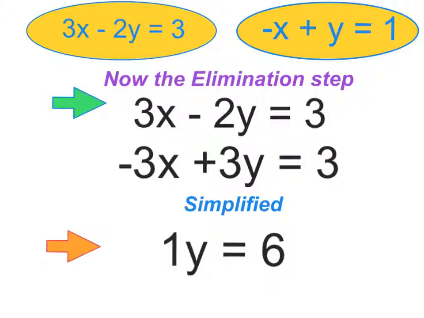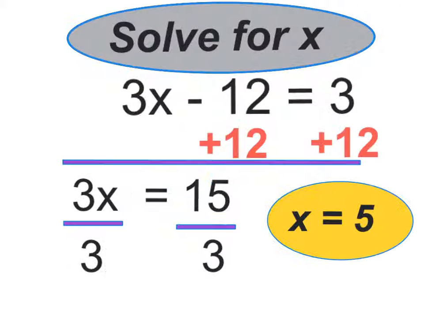So what I do now is take my first equation that I had, 3x minus 2y is equal to 3, and I have to add it to my newly formed third equation, which is -3x plus 3y equals 3. Now top to bottom, x's cancel each other out. I get 0x and they're gone. -2y and +3y give me +1y. And 3 and 3 add up to be 6. So now 1y equals 6, or simply y equals 6.